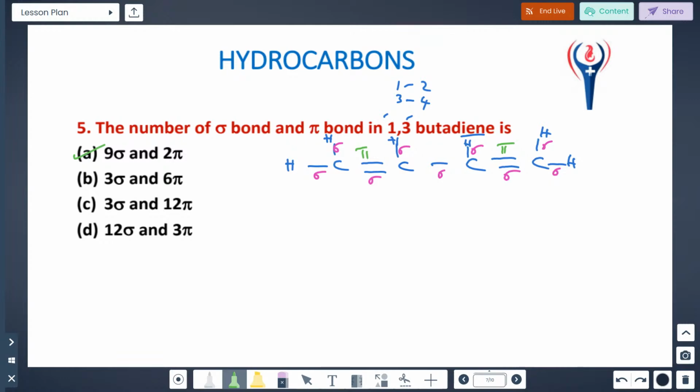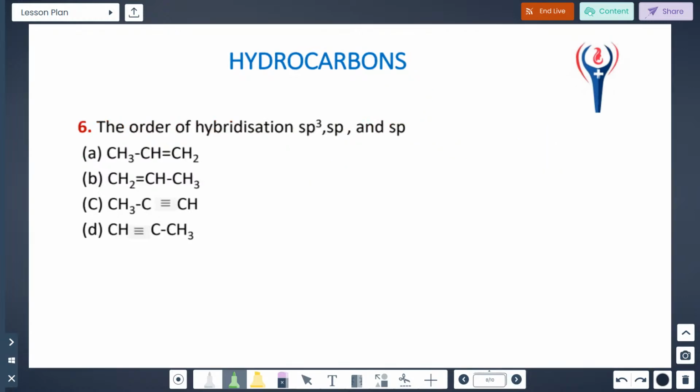Sometimes they will give the structure. Nowadays they won't give any structure, so you must know how to draw the structure, then only you will be able to find out the number of sigma bonds as well as the number of pi bonds. Next one, hybridization: sp3, sp and sp. Sp and sp, both are sp.